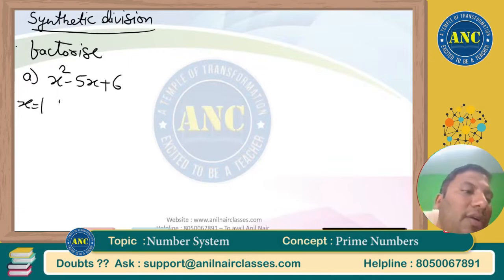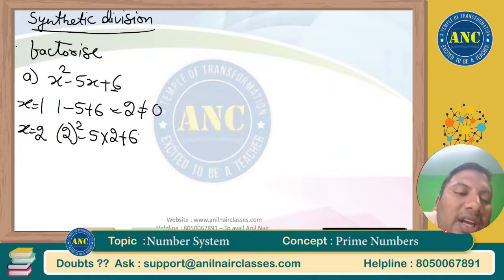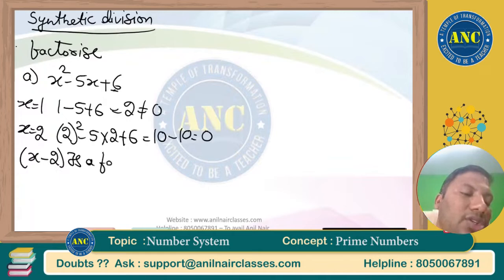If x equals 1, 1 minus 5 plus 6, 7 minus 5, 2. 2 is not equal to 0, so x equals 1 is not giving 0. Then take x equals 2. I am taking the factors of the constant. 2 square minus 5 into 2 plus 6: 4 plus 6 is 10, 10 minus 10 is 0. That means x minus 2 is a factor.